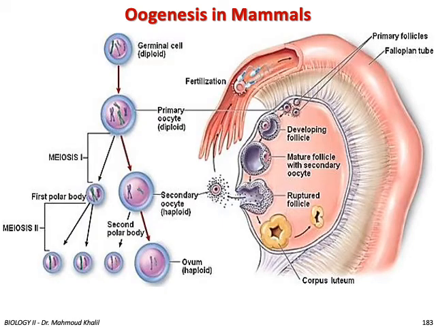You can see here in oogenesis in mammals that most of the multiplication and maturation occur inside the ovary. Starting with the primary follicle, this primary oocyte develops into a developing follicle, then a mature follicle with a secondary oocyte, and this is ruptured, releasing the secondary oocyte, and it will wait until the sperm comes and fertilizes. Once the oocyte is released, a corpus luteum is formed.